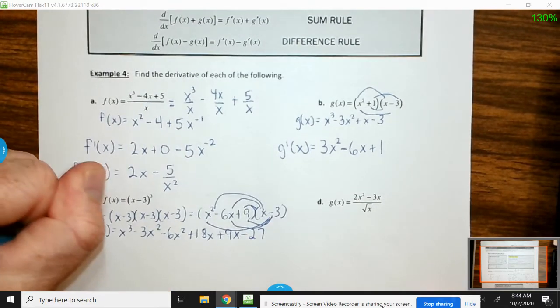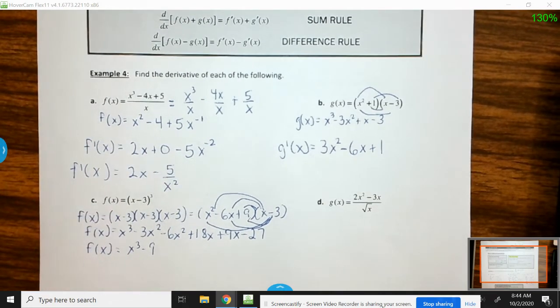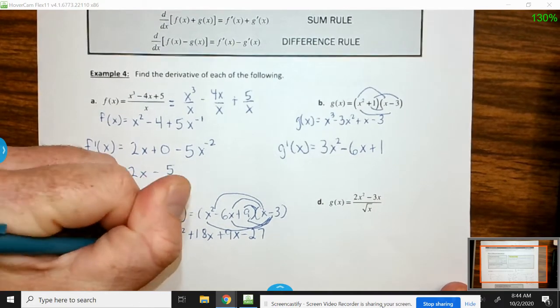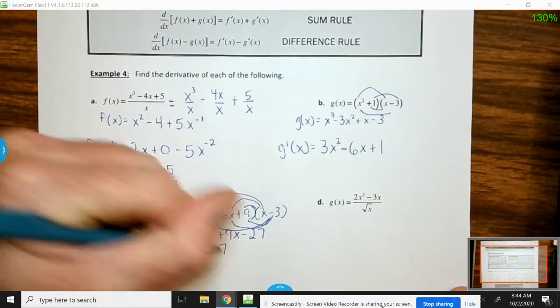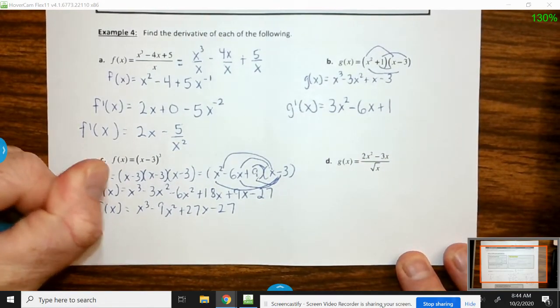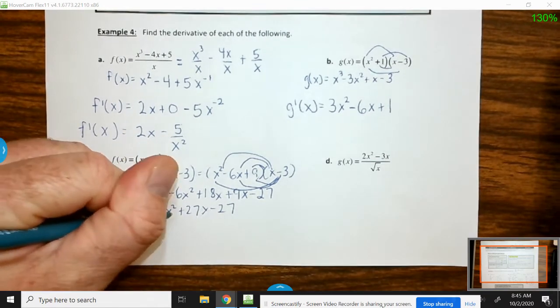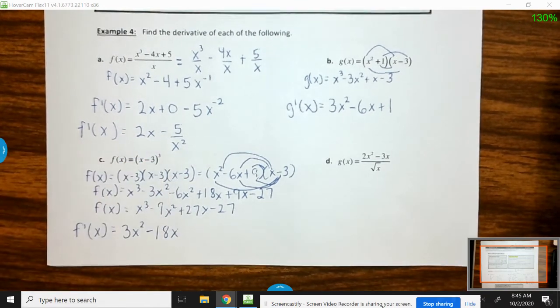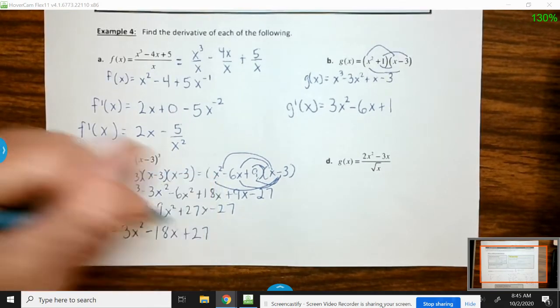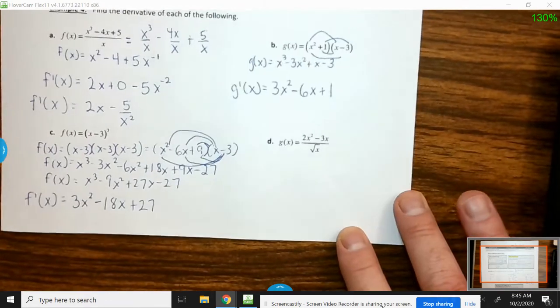So now, cleaning that up first, I have x cubed, I have negative 9x squared, and I have 27x minus 27, right? So all I did was just apply some algebra. Now the power rule becomes easy. The derivative of x cubed is 3x to the second, right? The derivative of negative 9x squared is negative 18x. The derivative of 27x is 27. And the derivative of negative 27 is 0, so I'm not going to do anything there. Okay? All right. Looking at D.